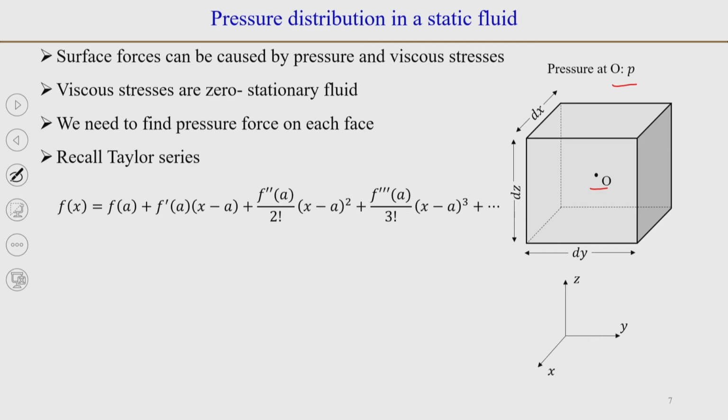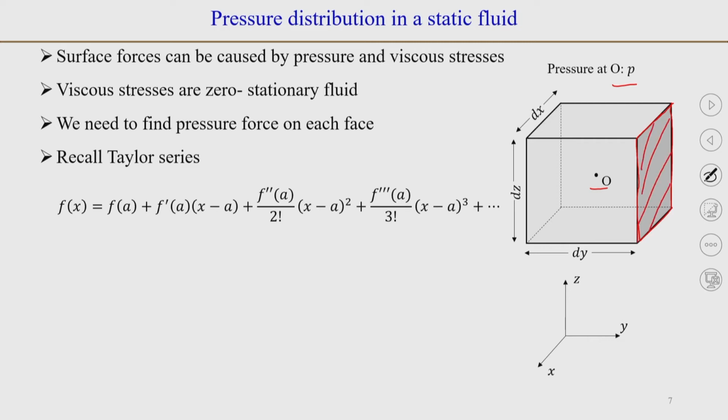So, if we consider the surface on its right, at a distance dy by 2, then this surface is at a distance dy by 2 from point O. So, we can obtain pressure at this point using Taylor series.